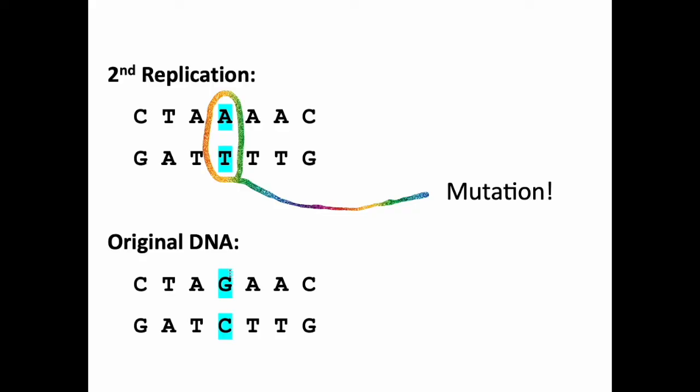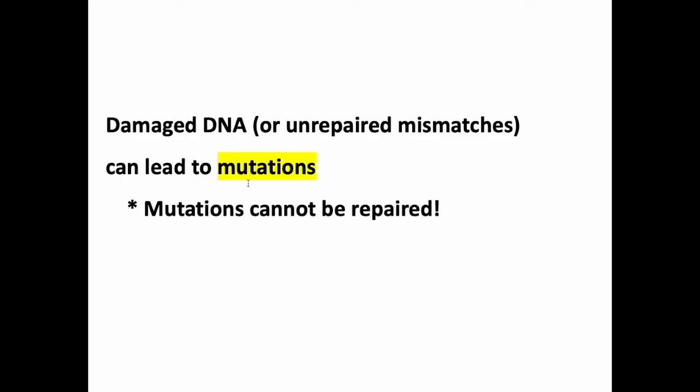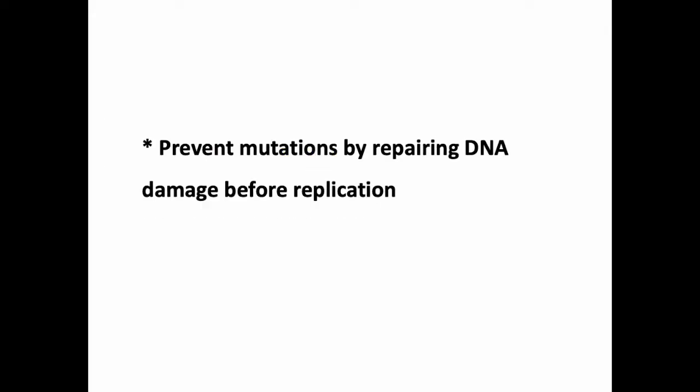I mean, imagine you had a blueprint for a very complicated house and you just erase one of the walls and put in a different structural element like a toilet instead. It's probably going to have some issues. So in general, mutations are things that we want to avoid because these stable changes usually have a negative effect on the product of that DNA, of that gene. So we want to prevent mutations from happening because, again, there's no way to fix these. We want to prevent mutations by repairing DNA damage before replication.